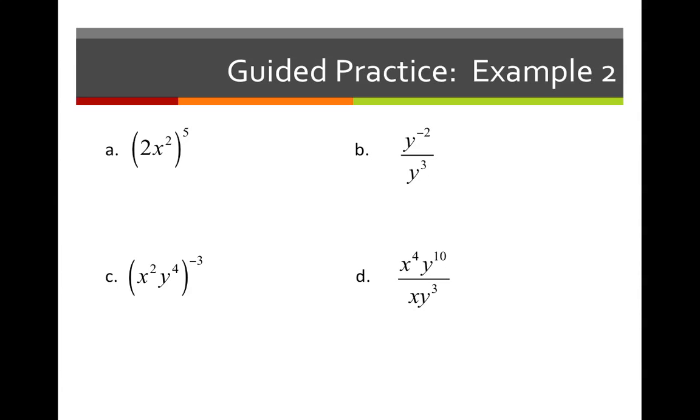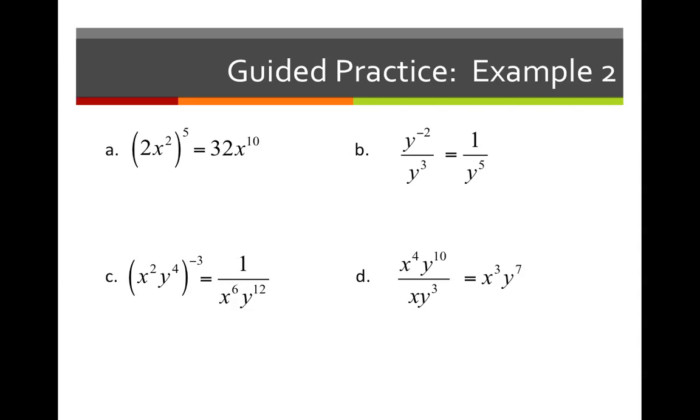All right, let's check your answers. So in part A, we need to take both 2 and x squared to the 5th power. 2 to the 5th gives us 32. x squared to the 5th, I multiply the exponents and I get x to the 10th. So 32x to the 10th should be our answer for part A.